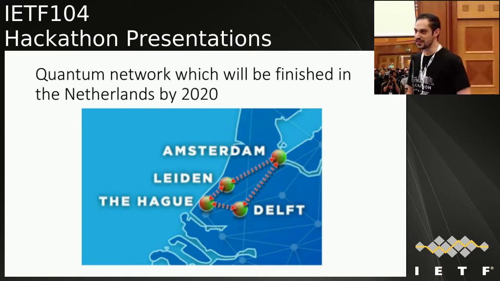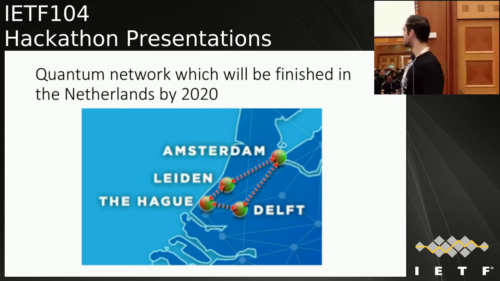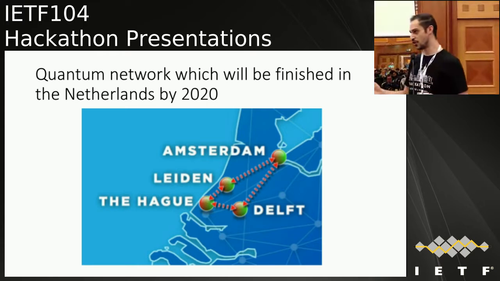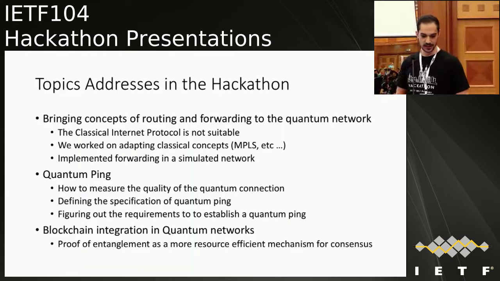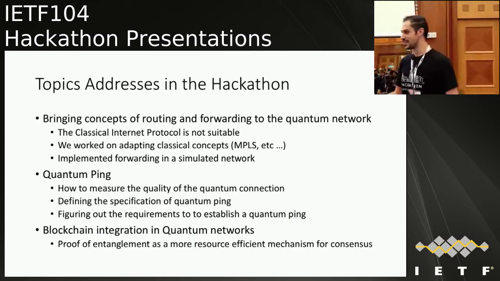So the first real implementation of these concepts is going to happen in the Netherlands in 2020. The plan is to connect 4 cities, the 4 cities which you can see on the screen. So hopefully this is going to be the first implementation of a quantum network which really can transfer qubits between quantum computers. So it's still a very recent topic.